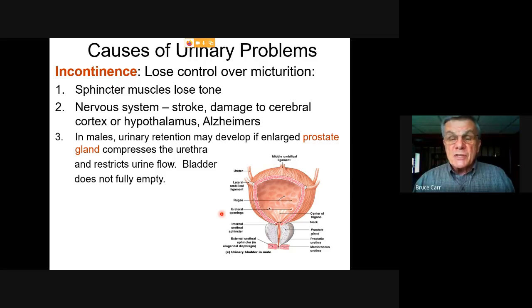If the nervous system is damaged, the control of those two sphincters is affected. A stroke, damage to the cerebral cortex or hypothalamus, or Alzheimer's disease are all known to affect the control of those sphincters. In males, urinary retention, especially in old age, is affected by this prostate. As age progresses and hormones change, the prostate tends to swell, and it basically swells on the outside, but it also puts pressure on this urethra.